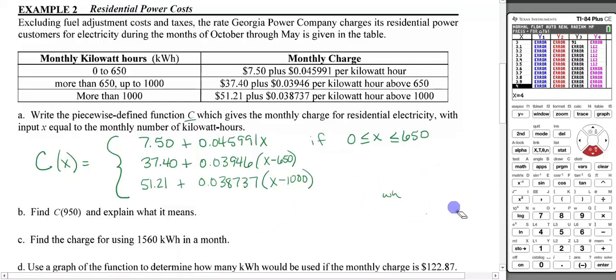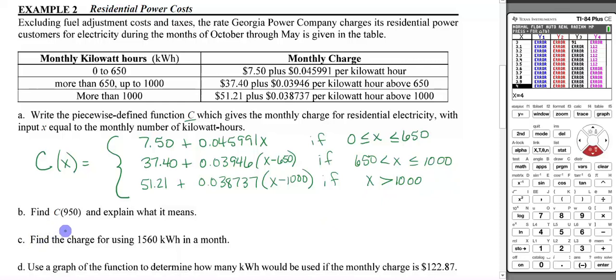All right, let's get our conditions written in there. So the condition for the second tier is if 650 is less than x, which is less than or equal to 1,000. We don't want to put the equal to on the 650 right here, because 650 kilowatt hours is included in the first tier. We don't want to include it in both places and have 2 different charges. Okay, so the third tier is if x is more than 1,000.